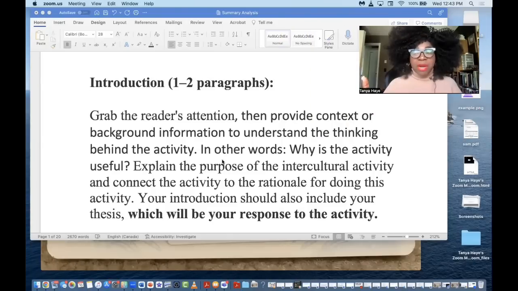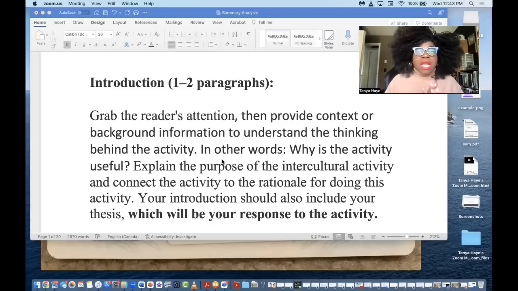Okay, so the first part of the summary analysis essay is the introduction, which can be 1 or 2 paragraphs. Sometimes you could even have a third if you feel that you've written too much and the paragraphs look too long and you want to enhance readability. If you want to, that's fine.